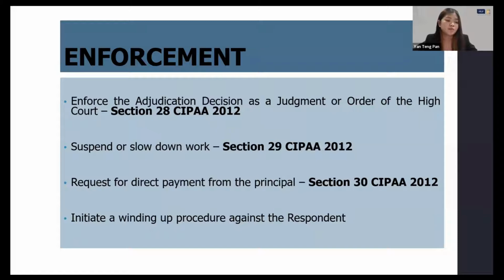First, we can choose to enforce the adjudication decision as a judgment or order of the High Court, or suspend or slow down works, or request for direct payment from the principal, and also to initiate a winding up procedure against the respondent.